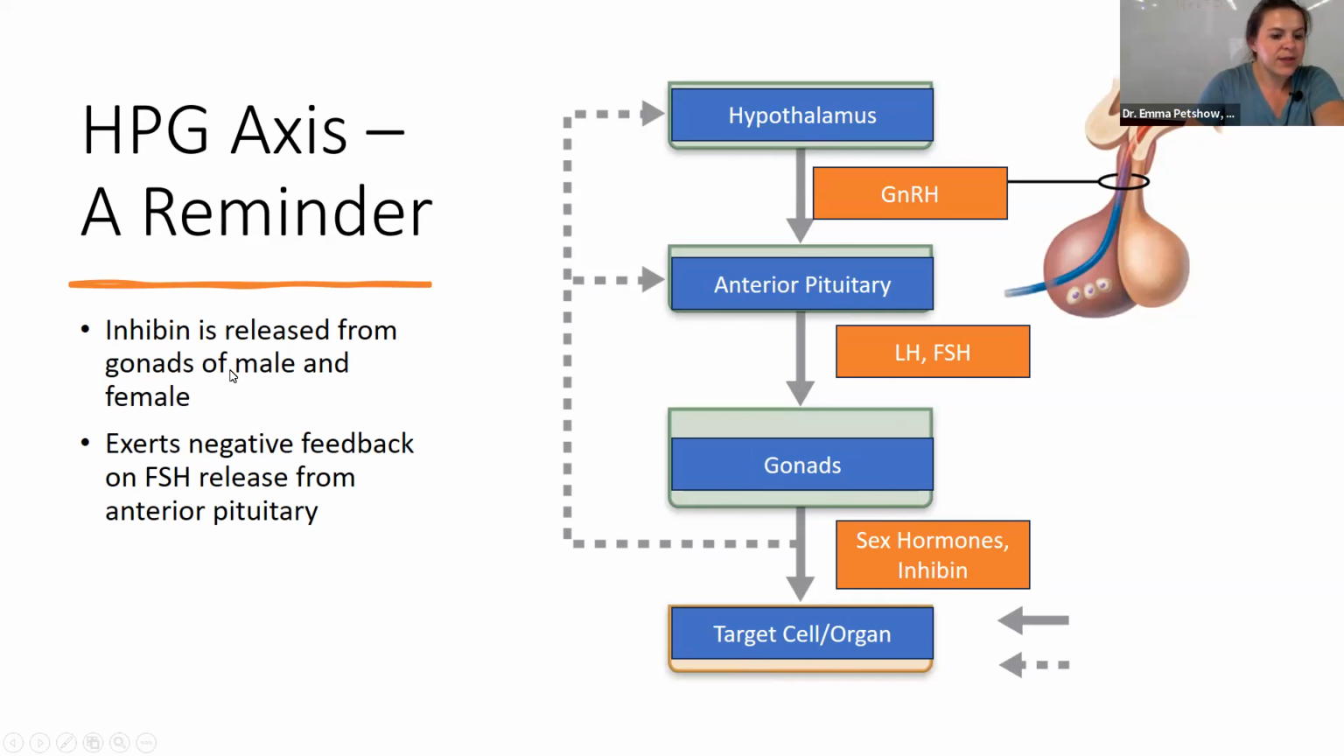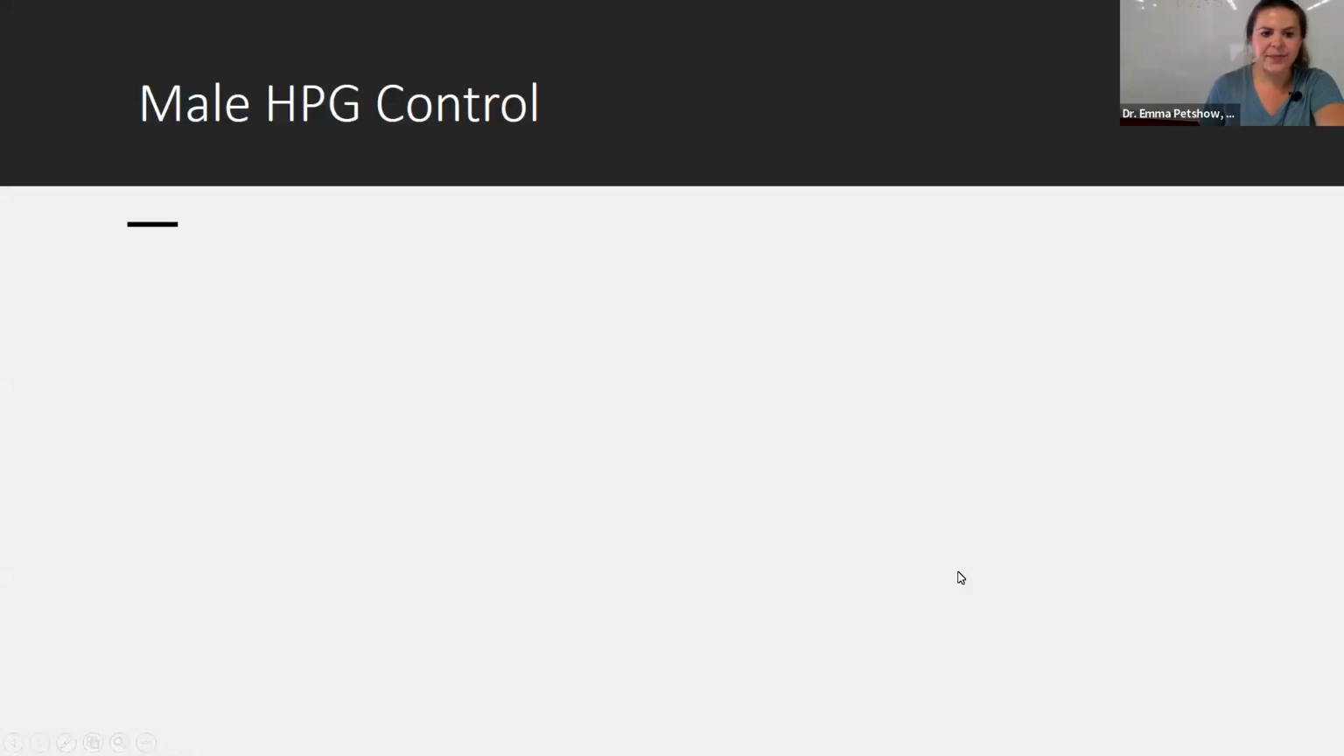Inhibin's a new one that we haven't discussed. It's released from both testes and ovaries, and it exerts negative feedback on FSH specifically, from it being released from the anterior pituitary. So we'll see how that comes into play a little later on when we talk about development. But that's the one that's new in this slide.